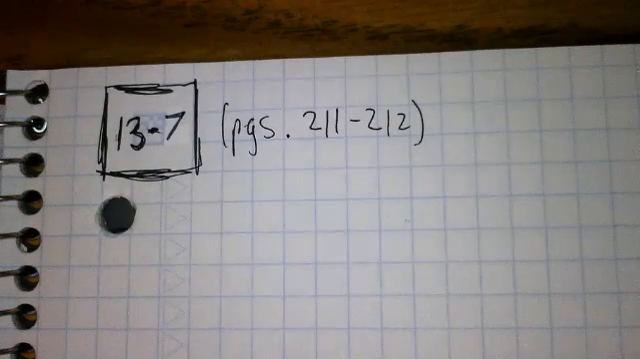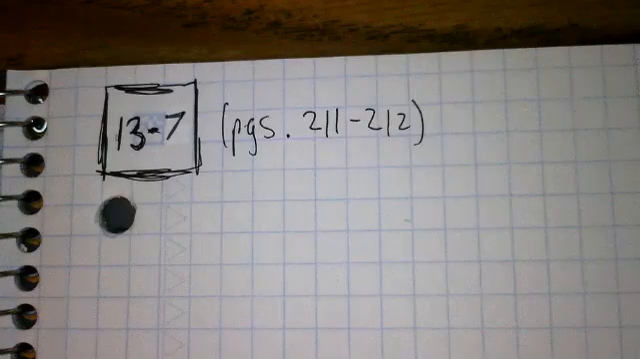Today we are working on 13-7. We are ordering decimals. We're putting them in order, either from greatest to least or least to greatest, okay? We've ordered numbers before, yes?